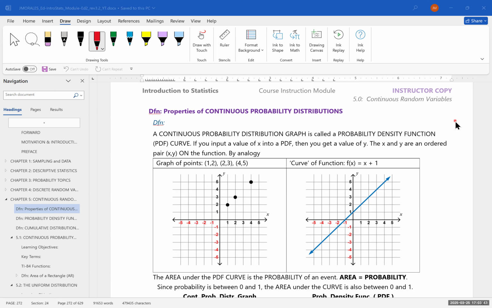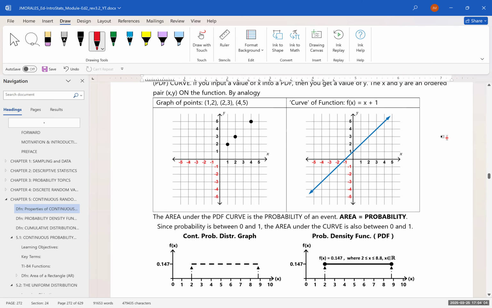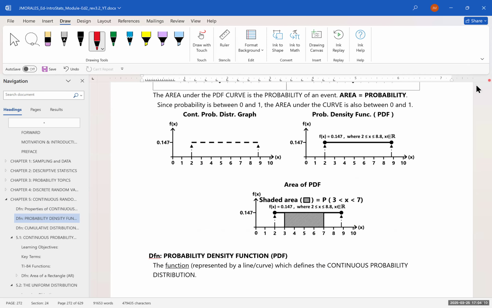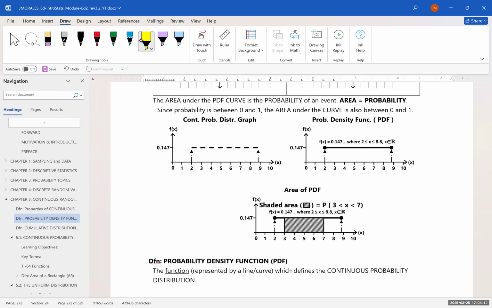All right. So we're starting into chapter five, and chapter five has this title of continuous random variables. But I would say probably the most important thing about chapter five is going to be this idea down here, that the area underneath a curve is equal to the probability of an event occurring.